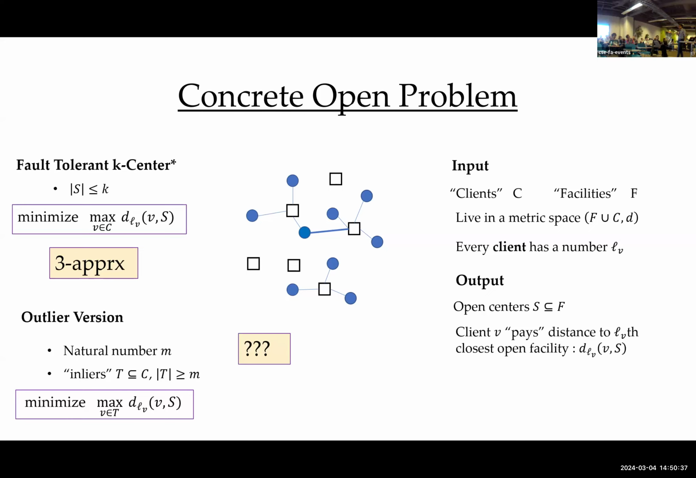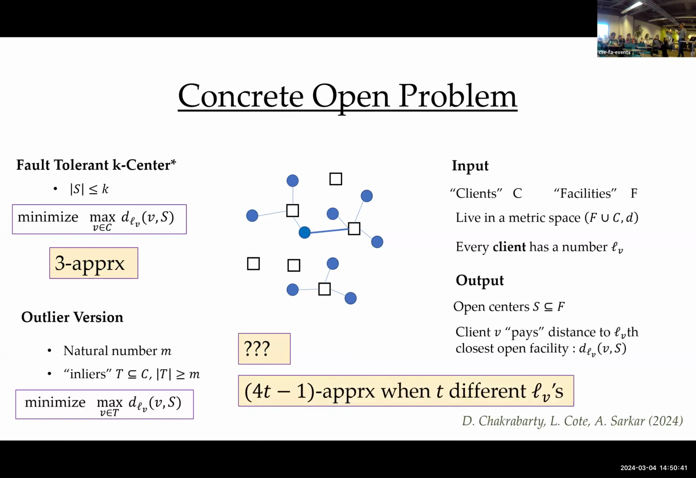What we could do is get a 4t minus 1 approximation, where t is the number of different LVs. For this problem, this sort of fault tolerance, people look at the uniform version, where all the LVs are the same: all 1, or all 2, or all 17. For that, we get a 3 approximation. So when t is equal to 1, we get a 3 approximation. That's good.